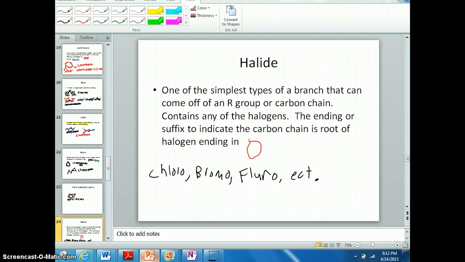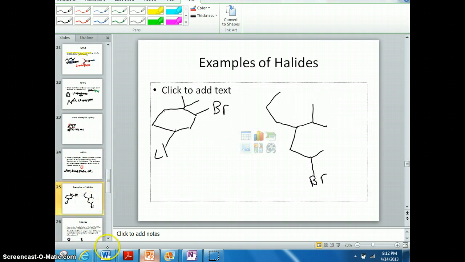Halides. These are one of the simplest types of branches that can come off an R group or a carbon chain. Contains any of the halogens. The ending or suffix to indicate the carbon chain is the root of the element of the halogen ending in an O. Just real quick examples: chloro, bromo, fluoro, etc. So you get the idea. Here I've got a couple different shapes.